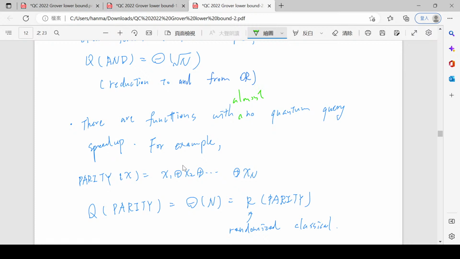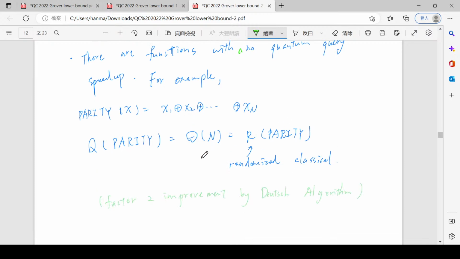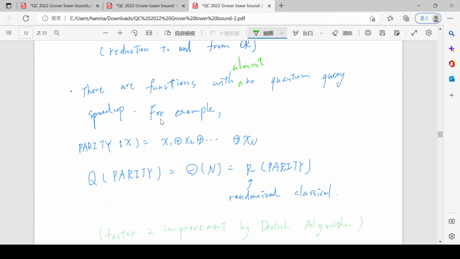There are some functions that are very easy that don't have a quantum speedup, and that's the parity function. The parity function is just the parity of all the input bits. Once again we have x1 to xn, so it is the XOR of x1, x2 to xn. And you can feel that this is a very delicate function, right? Even if you know the parity of x1 to x(n-1), you still need to query the last bit to know the whole parity.